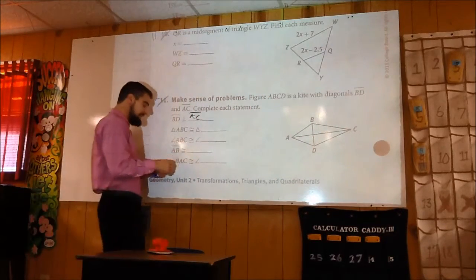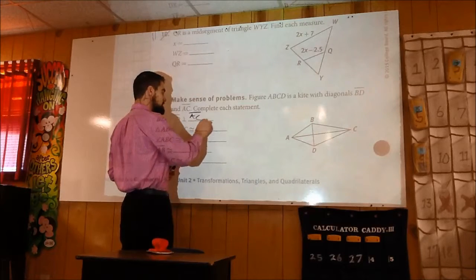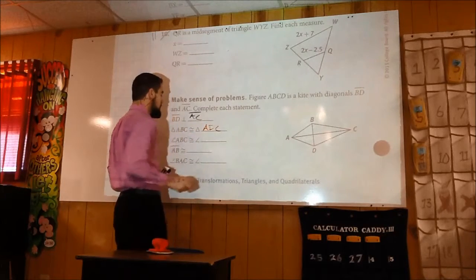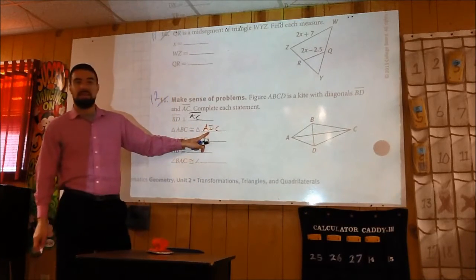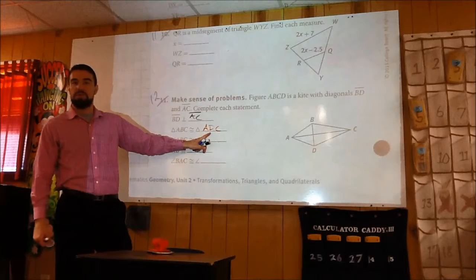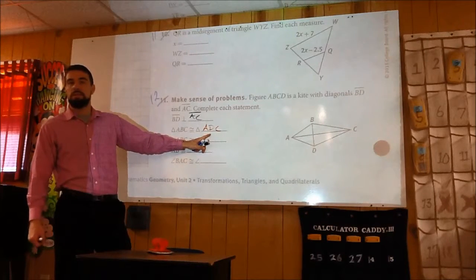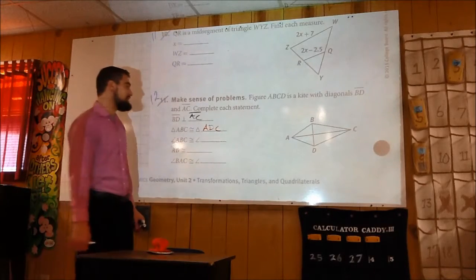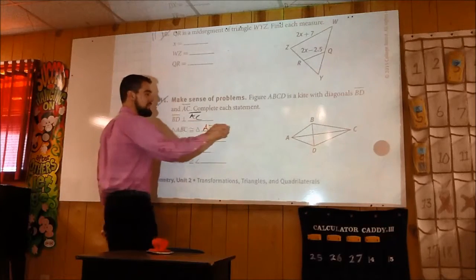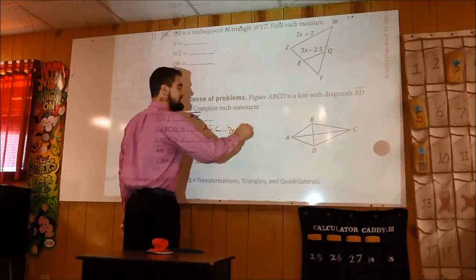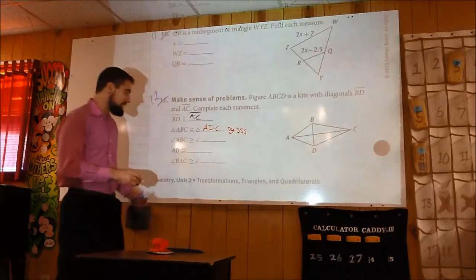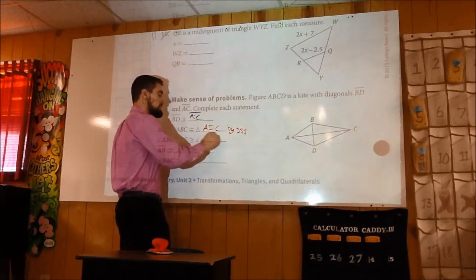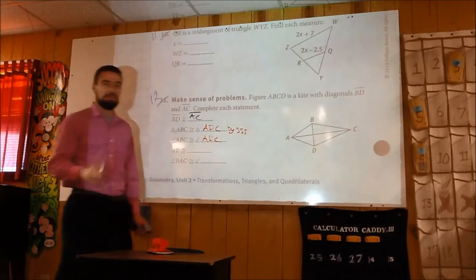Why is triangle ABC congruent to triangle ADC? Why is this the only acceptable way to write those three letters? Gotta match the corresponding parts. Okay, so ADC. Why are these two triangles congruent? Side, side, side. Next one, angle ABC is congruent to angle ADC. Same thing. It's the only acceptable way to write that.